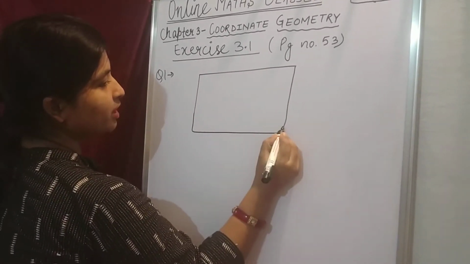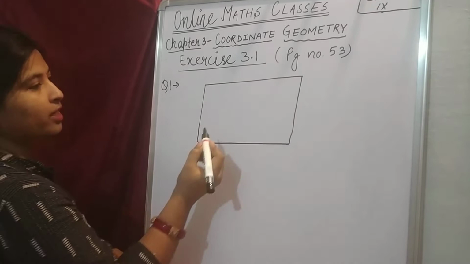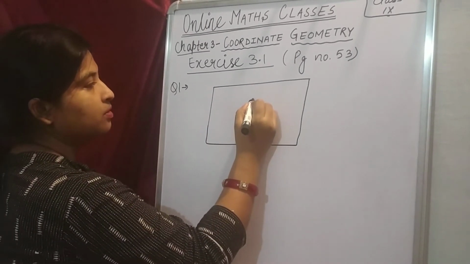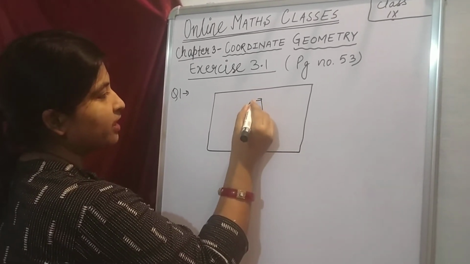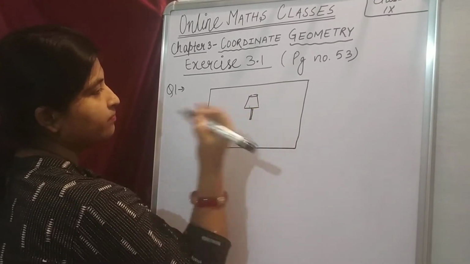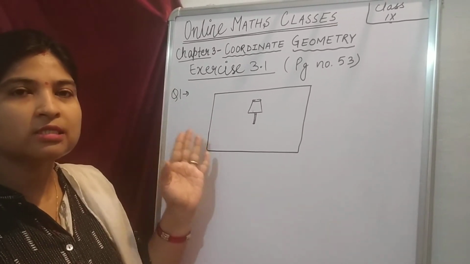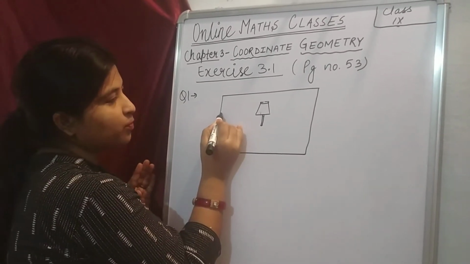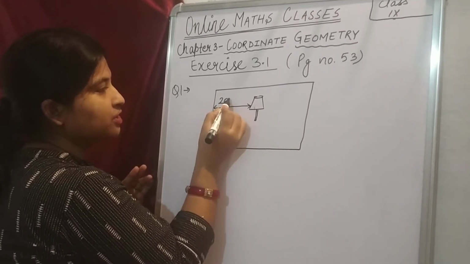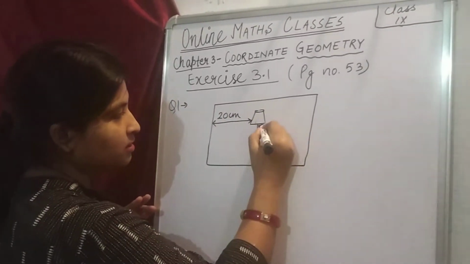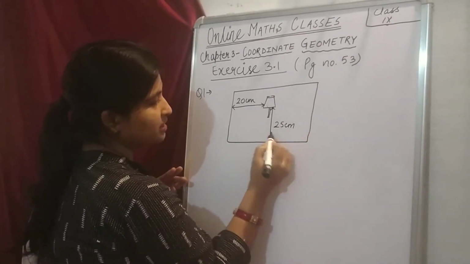So roughly I will make a study table. This is the top of my study table. Now over here we have a lamp. My drawing is not good, so I'm making a rough diagram of it. A table lamp will have a shape like this. So I have to represent the position of this lamp with respect to this study table. Suppose the study lamp is at a distance of 20 centimeter from this edge and 25 centimeter from this edge.